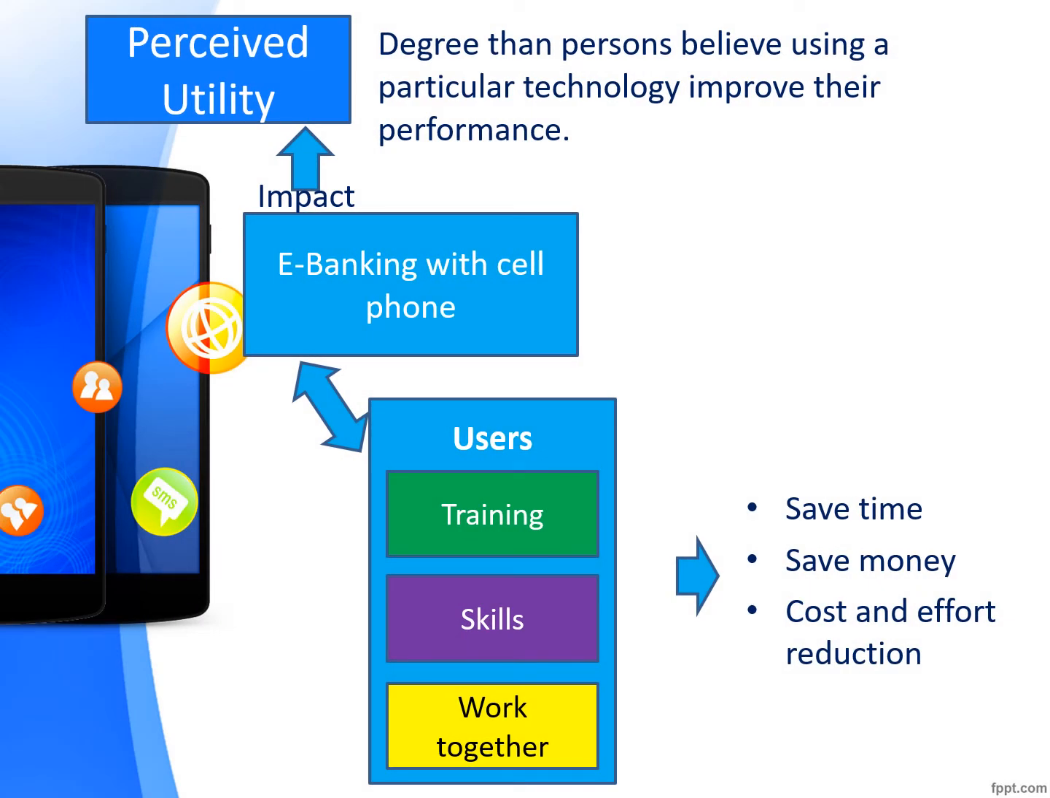The variable perceived utility is the degree to which persons believe using a particular technology improves their performance. Fortunately, electronic banking with the use of cell phone has been shown to have an impact on the perceived utility. Still, users require training and computer skill, and they need to work together with the banking industry. All of this leads the user to save time, save money, and reduce cost and effort.